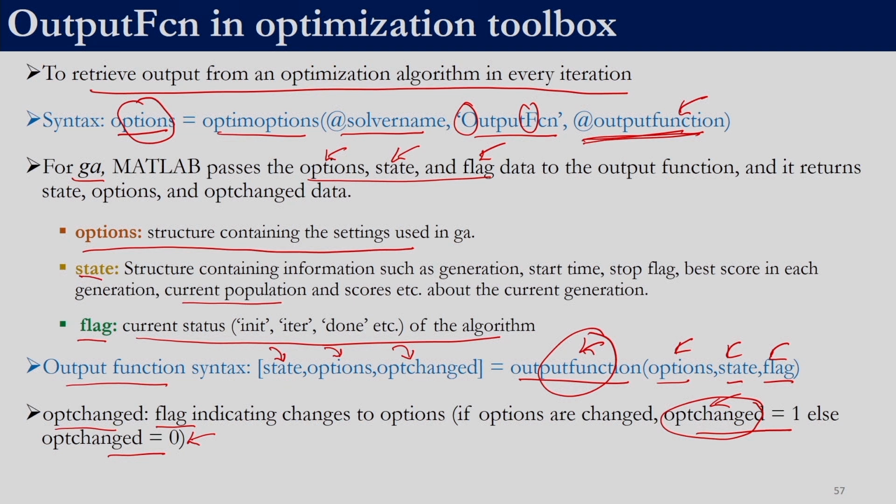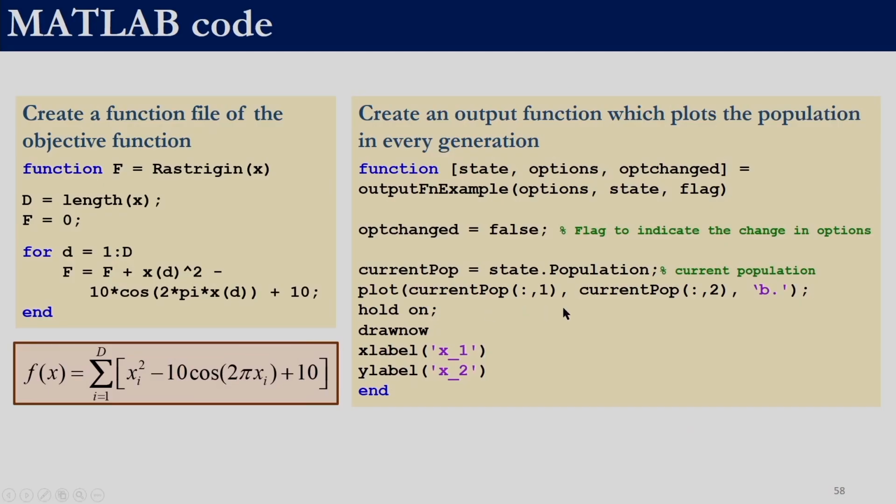So remember, these are just variable names, so we can have x, y, z and a, b, c over here. Here this is the fitness function, we are solving the Rastrigin function. This is something that we have done previously. Here we are writing a function file which can receive options, state, and flag. This is with respect to GA, and this function file which we are writing will return state, options, and whether the options are changed or not using this variable opt changed.